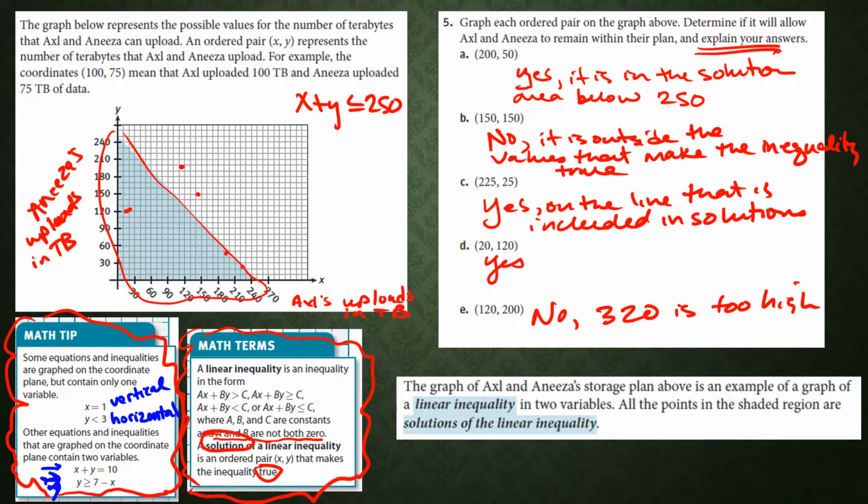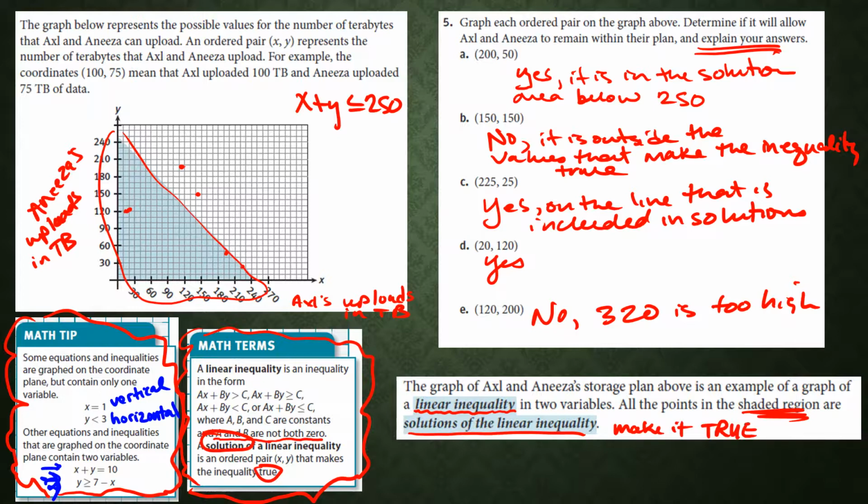So, a little summary here. The graph of Axel and Anisa's storage plan above is an example of a graph of a linear inequality. So there's a line and a half plane that's shaded. It doesn't look like an equal half, but that plane goes on forever. So it's one side of the plane, and all the points in the shaded region are the solutions of the linear inequality, the ones that make it true.